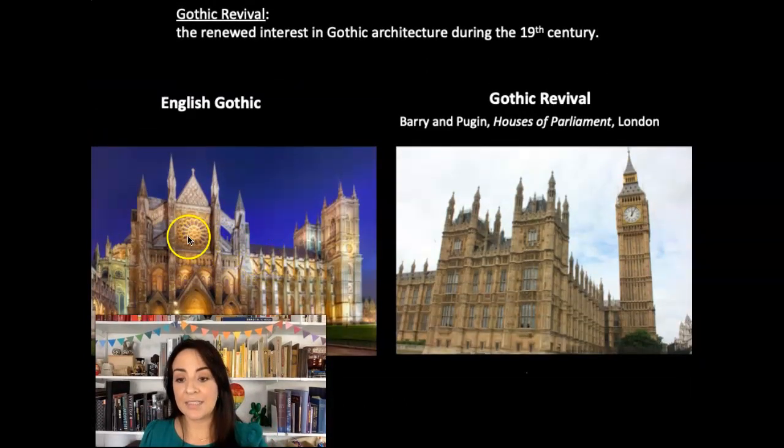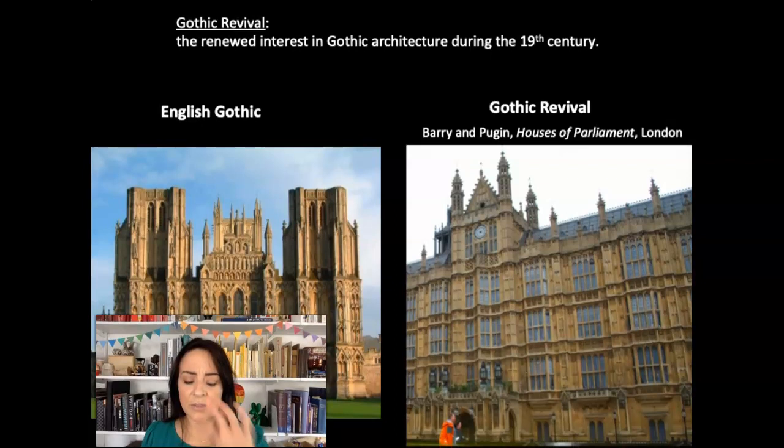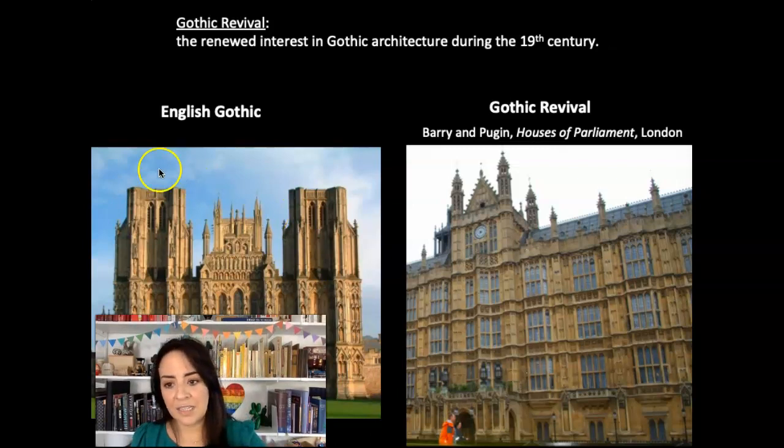This here is Westminster Abbey, which is just down the road from the Houses of Parliament, and it was built during the Gothic period. We'll come back to it. Here, this is Salisbury Cathedral, and it's in Salisbury, England. And what we see is the characteristics of the English Gothic.